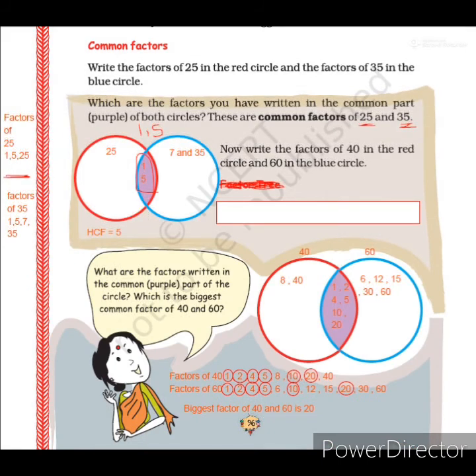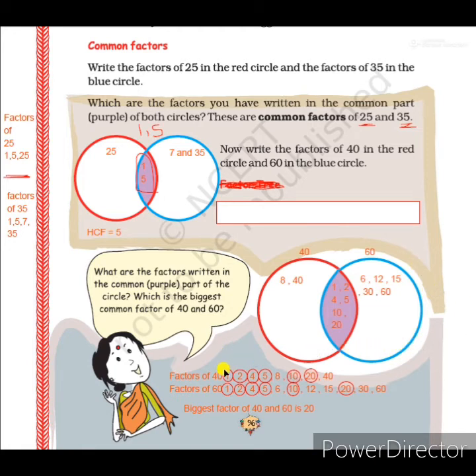Now here we have been given another task. Write the factors of 40 in the red circle and the factors of 60 in the blue circle. Here again one blue circle and one red circle are given. In the red circle we have to write the factors of 40, and in the blue circle the factors of 60. Before that, first of all we have to find the factors of 40. What are the factors of 40?